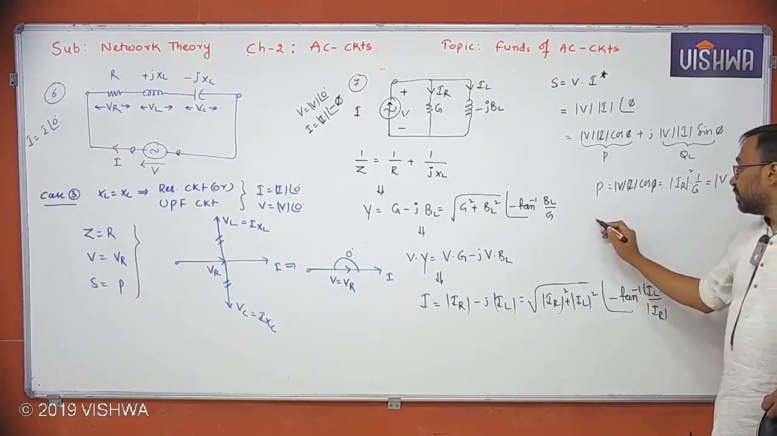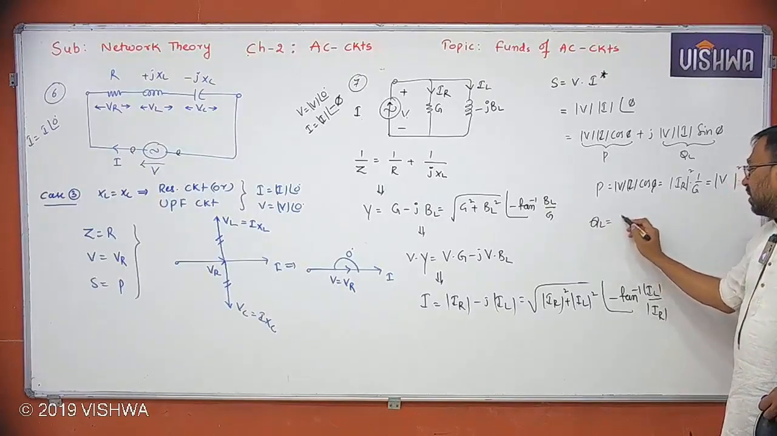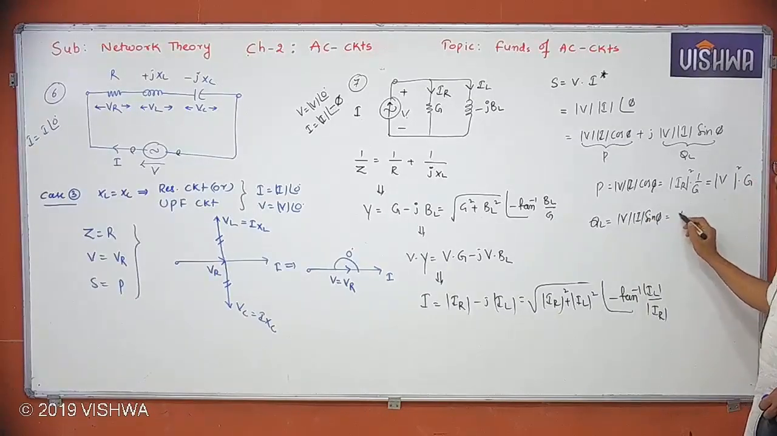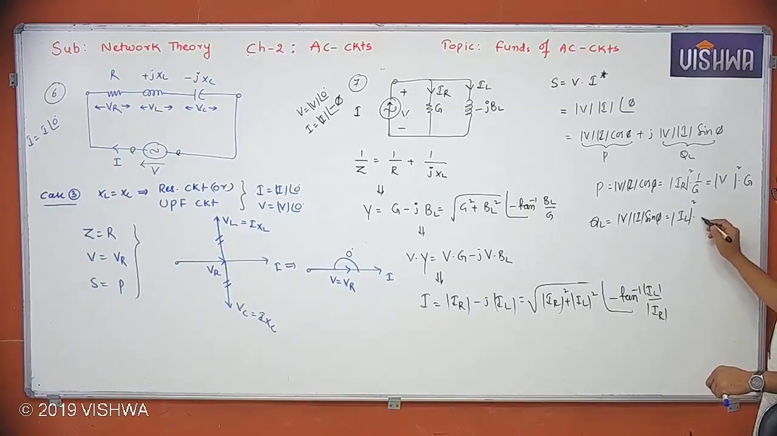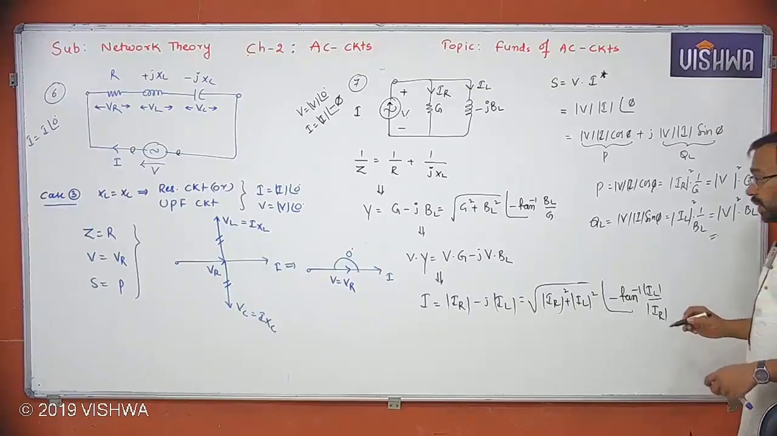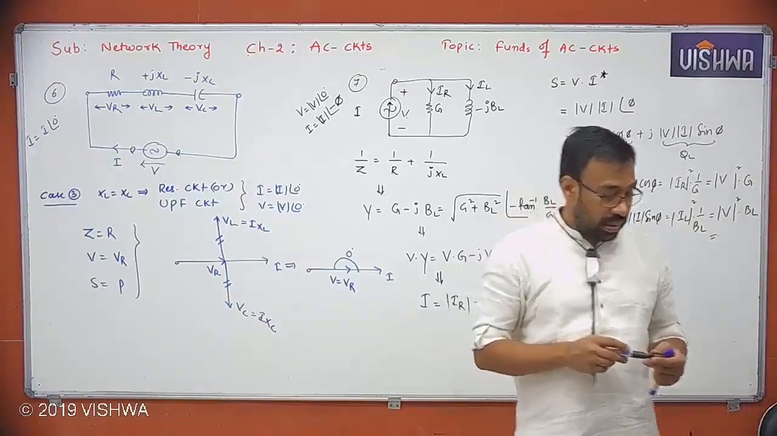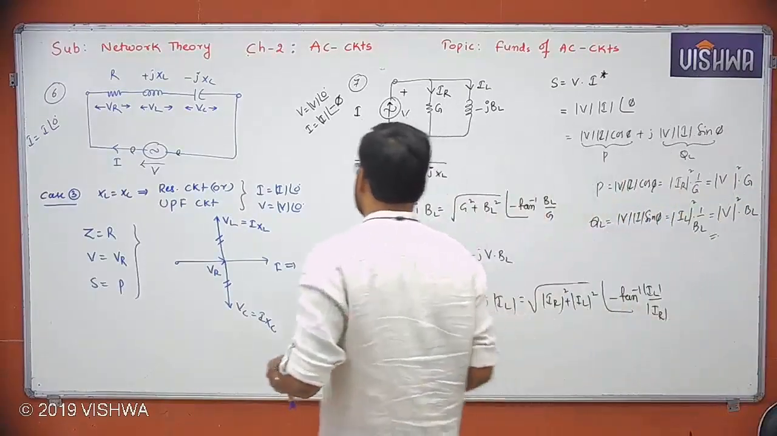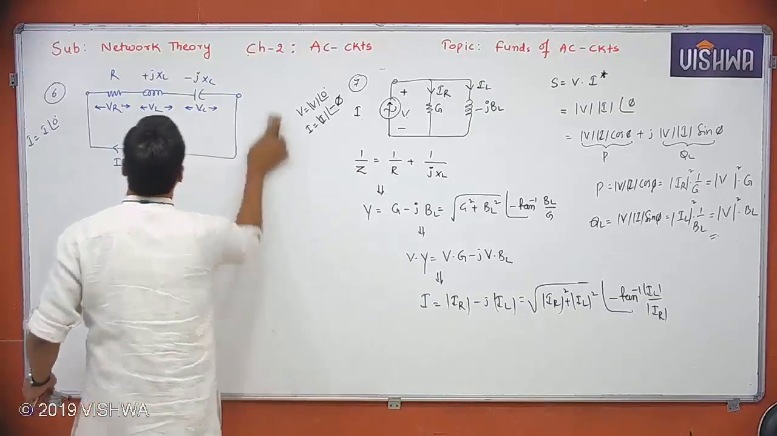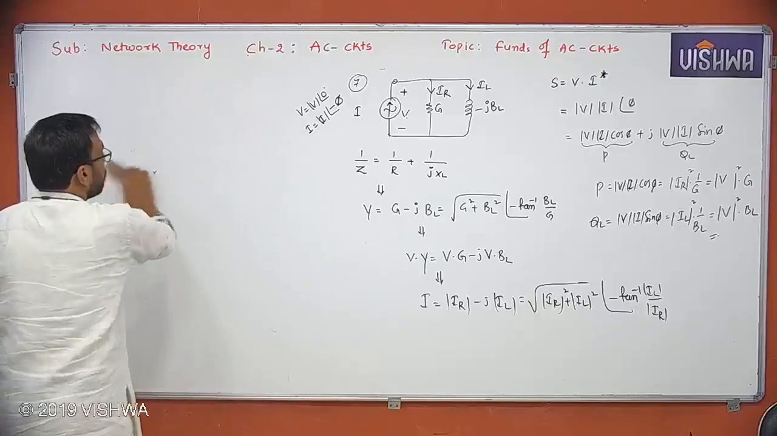Then what is QL? VI sin phi. So what do you get? IL square into XL or IL square by BL, VL square by XL or VL square into BL. That's it. I hope you understand. So note that down, or just wait a minute because let me draw the phasor diagram also. What is the phasor diagram? Let us draw it here.